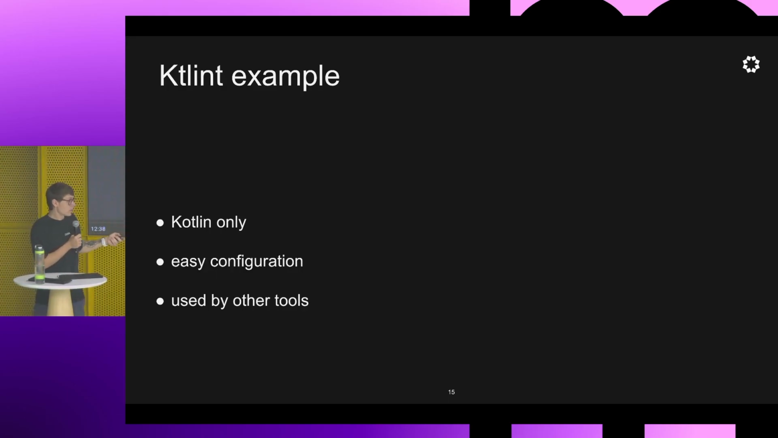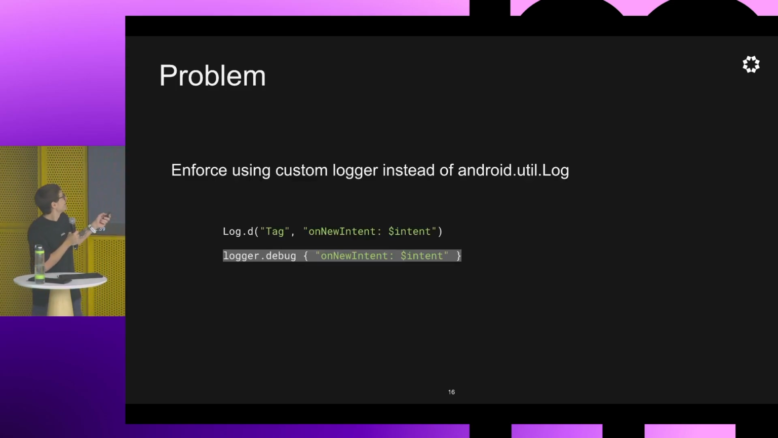So probably, as you guys guessed, I'm going through the kt-lint example, because I will go through it once again. Detekt is Kotlin only, and kt-lint is very, very easy to use. It has very easy configuration, and it's used by other tools, which can be a good sign. So yeah, kt-lint was my choice, but you might have your own.